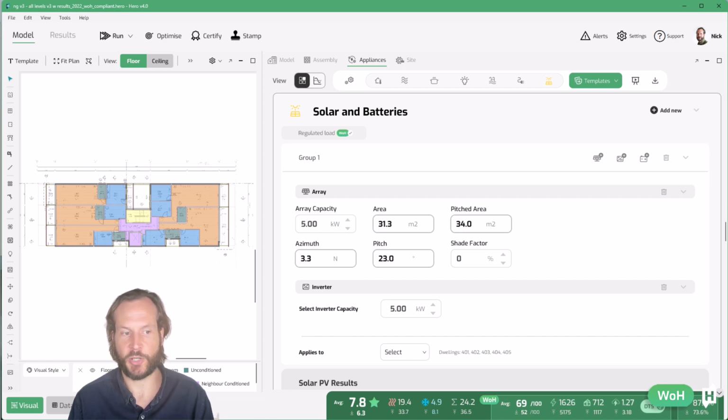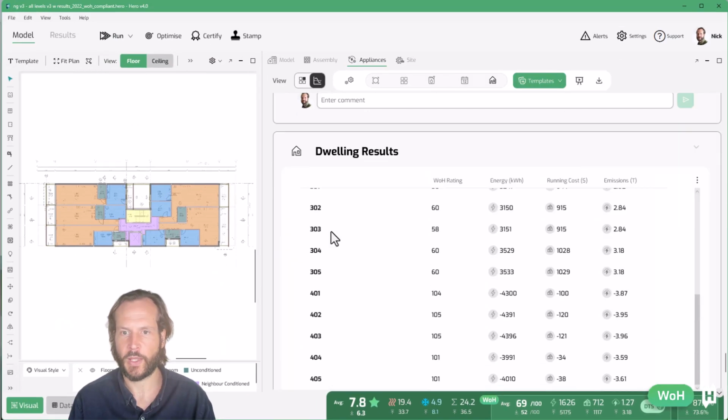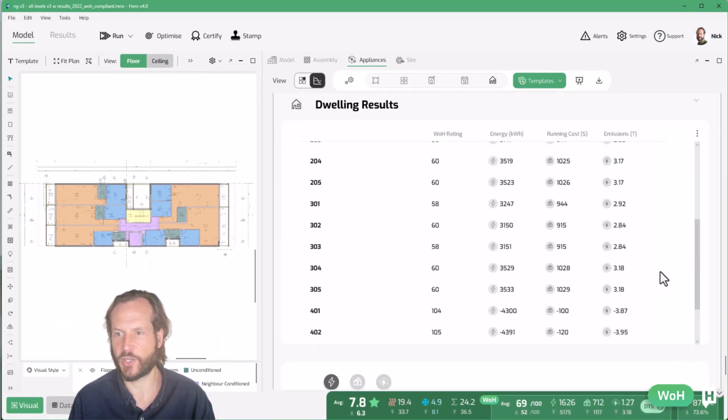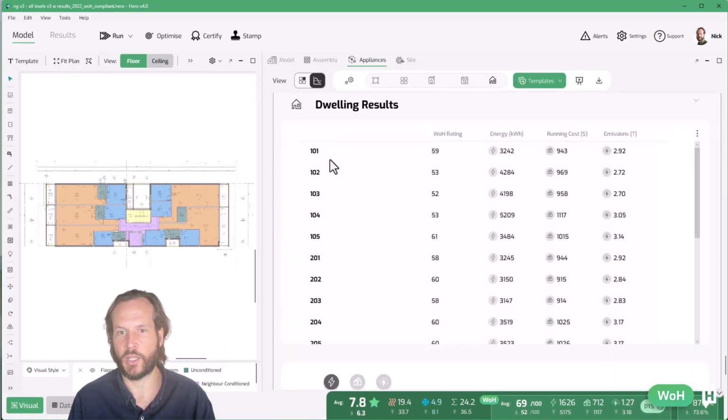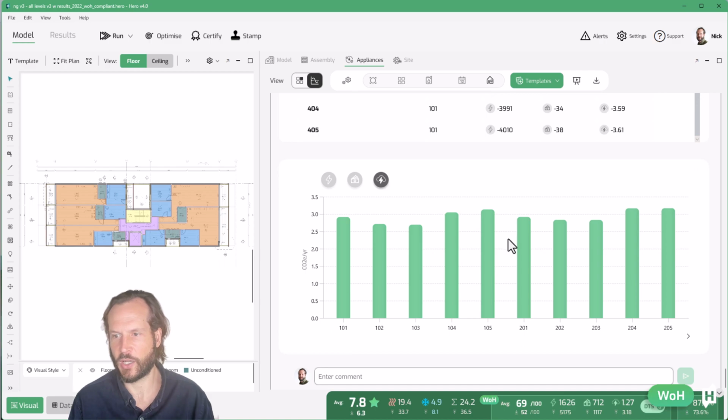For a multi-dwelling project, you'll then see down the bottom of Hero the average whole of home rating, the minimum whole of home rating, which is the one you need to comply against, and you'll also see the average and maximum energy running cost and emissions. And at the bottom of the results section now, you'll also see the individual dwelling whole of home ratings and their energy cost and emissions in the chart at the bottom too.